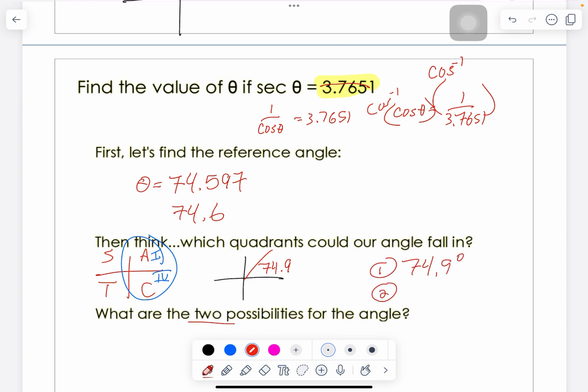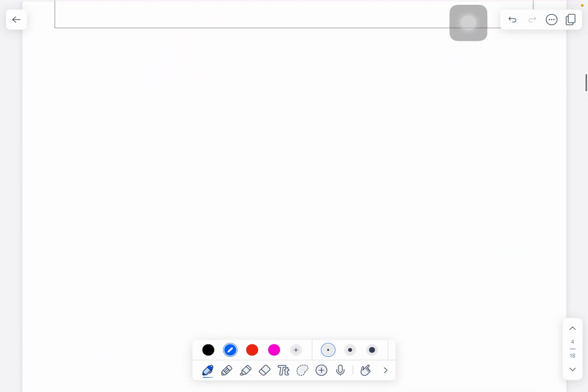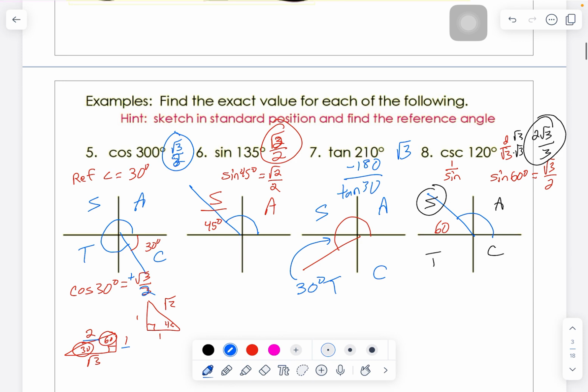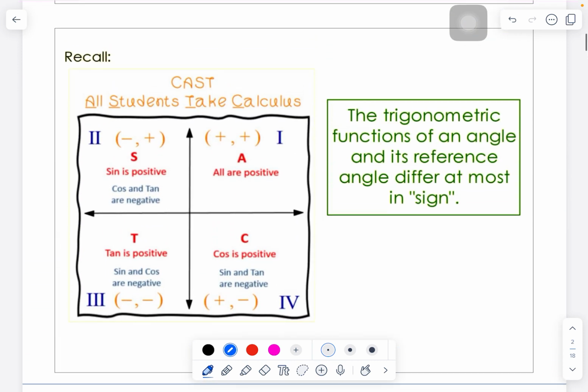My second possibility is 74.9 being right there. So I'm going to take the full circle, 360 minus the 74.9, and my other possible angle is going to be 285.1. Now, these two work because, again, location, location, location. If I've got a positive number, cosine's going to be positive in first and fourth. And that is reference angles and how you use All Students Take Calc.